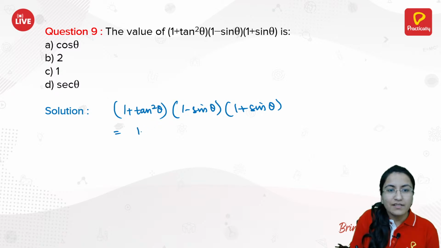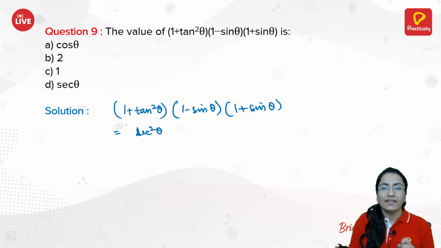So we have 1 plus tan square theta. How to simplify 1 plus tan square theta? By identity, it is directly secant square theta, right? So we have the first bracket as secant square theta only.